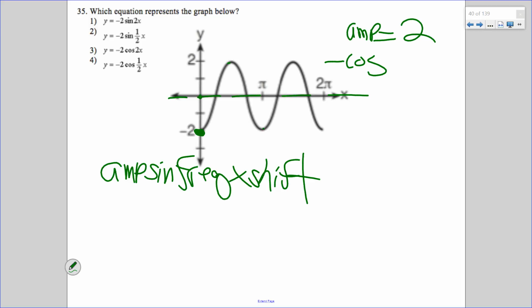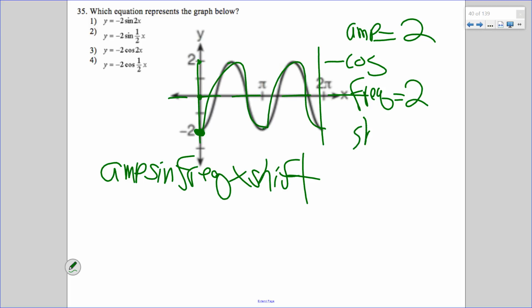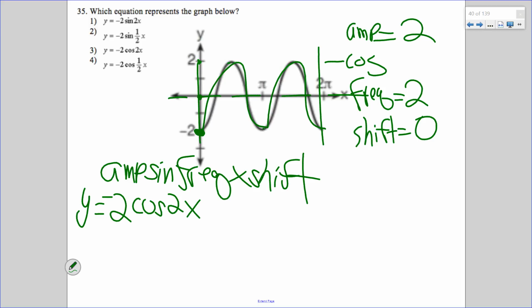If it starts at the midline, it's sine. If it starts at the max, it's positive cosine. Freq is how many full waves between 0 and 2 pi. Between 0 and 2 pi, I see 1, 2 full waves. Frequency is 2. Shift is the midline. There is no shift. It's 0. So it's y equals. Let's put it underneath this actually. Y equals amp 2, negative cosine, freq x, shift. There's no shift.